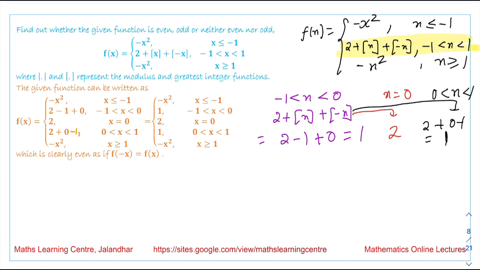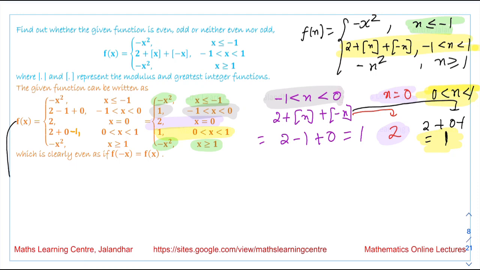So we are saying that for this function, for x less than equal to minus 1, the value we have is minus x square. For x greater than or equal to 1, it is minus x square. And when we are talking about the region where x lies between minus 1 and 0, the value of the function is 1. When x is equal to 0, we have the answer equal to 2. And when x lies between 0 and 1, the answer is 1.